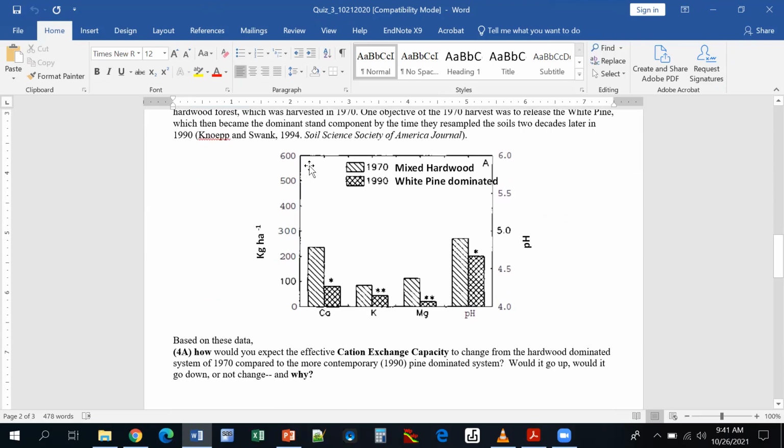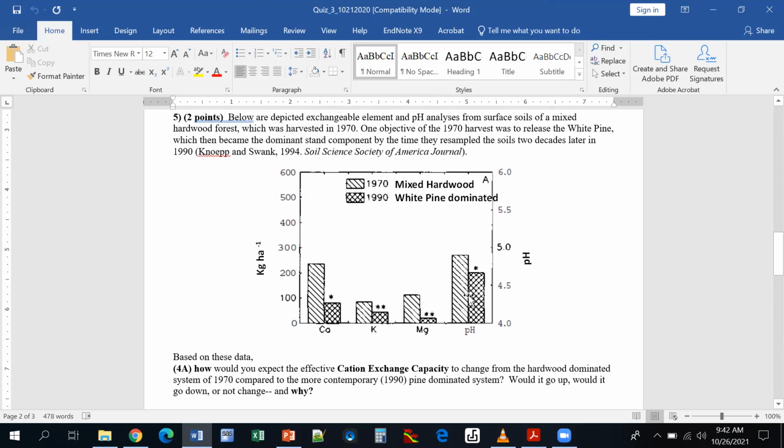And then there was this question. So what did you guys think about this? This is a real study that was conducted not too long ago, looking at a real management decision. So they went into this hardwood forest and they wanted to release the white pine. So they did a little bit of stand conversion, and then they measured the soil constituents 20 years later. And what was pretty cool about this study is this management decision had pretty big effects on the soil fertility after 2 decades. So the exchangeable calcium went down, exchangeable potassium and magnesium all declined, and then the pH went down.